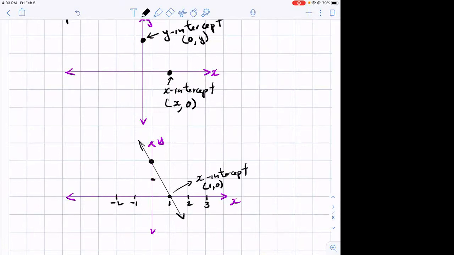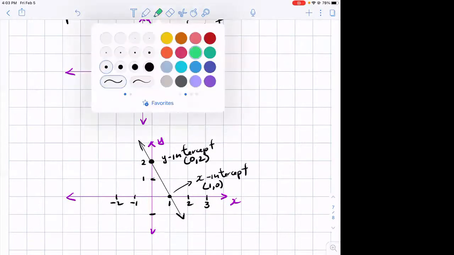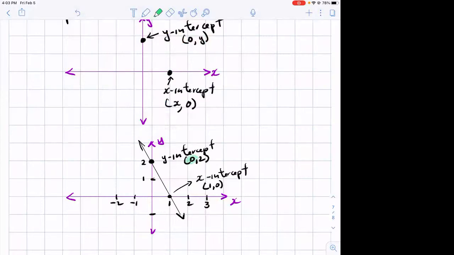And my y-intercept would be 0, 2. Okay, so it's very important to note that in a y-intercept, the x-coordinate is 0, and in an x-intercept, the y-coordinate is 0. And that will help us with the whole idea of graphing using intercepts, because what we'll do is really sort of make a table also, but we will choose two specific values. Okay?